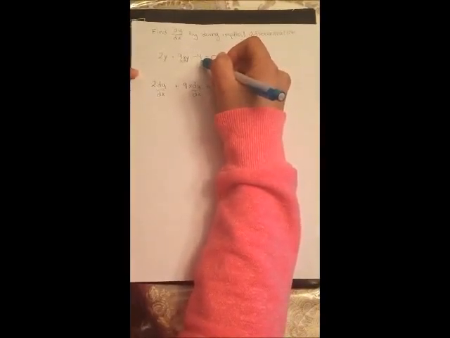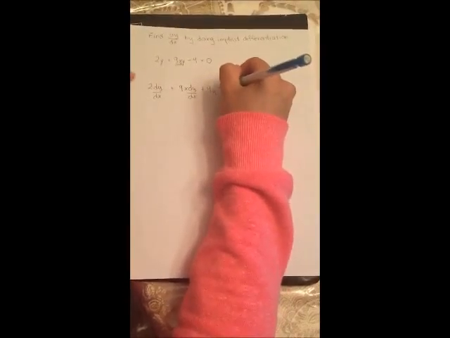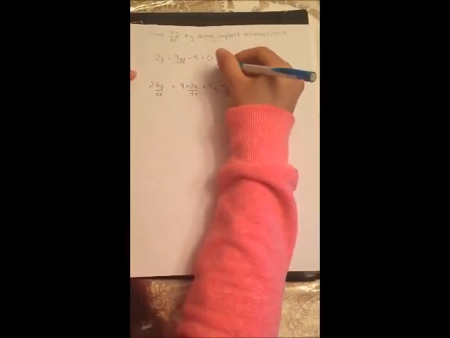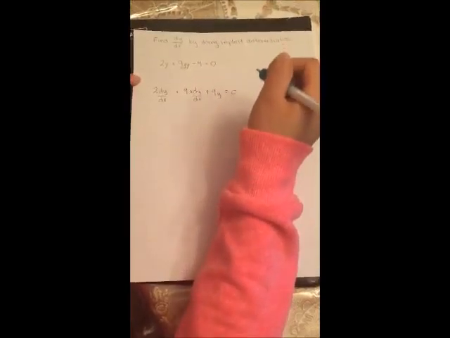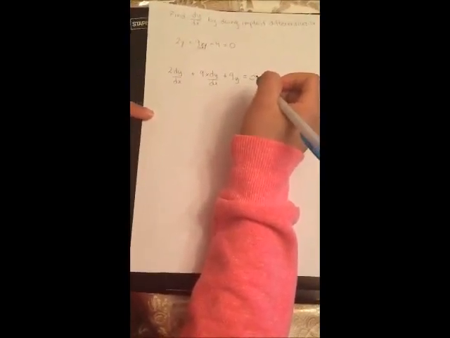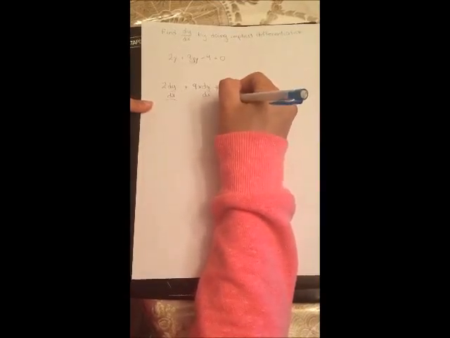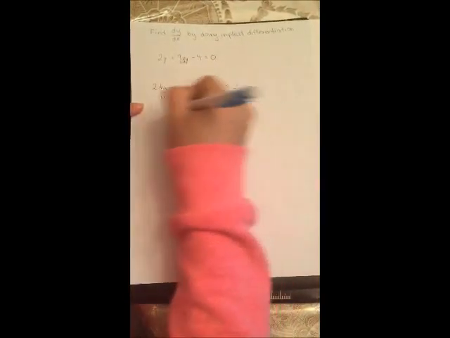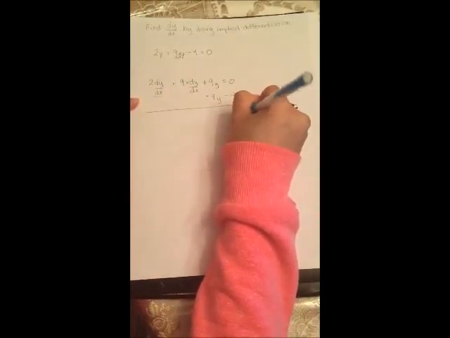Our third term is 4, and the derivative of any number is 0. So we're going to leave that by itself. And then we have 0 again, and the derivative of 0 is 0. So this equals 0. Now, just like solving any equation, we want to get dy/dx by itself. So what we're going to do is subtract 9y, so minus 9y, minus 9y. So on the right side, we have negative 9y.